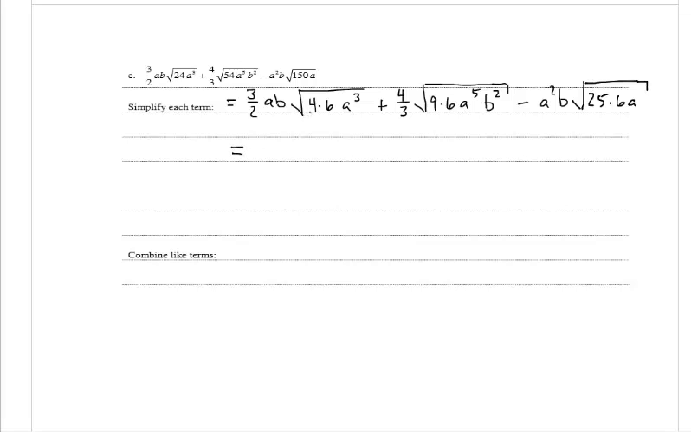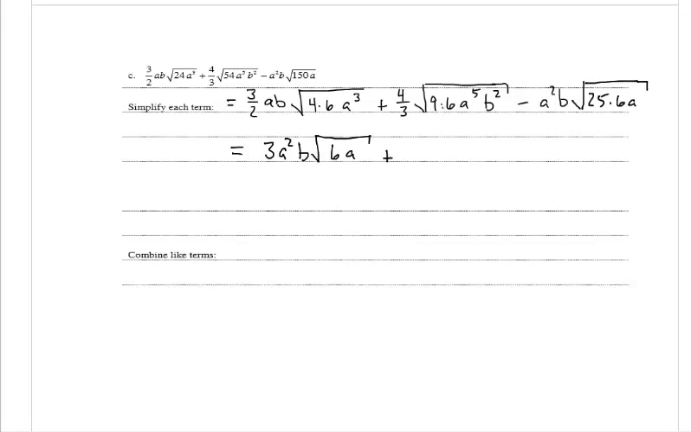So we're going to have the square root of 4 is 2. 2 times 3 halves is 3. And we have the square root of a cubed is a square root of a. So we have 2 a's on the outside now, a squared. And then we have b times the square root of 6a.